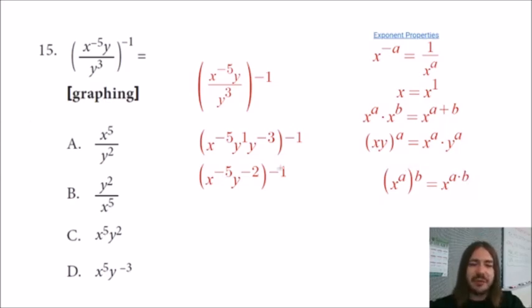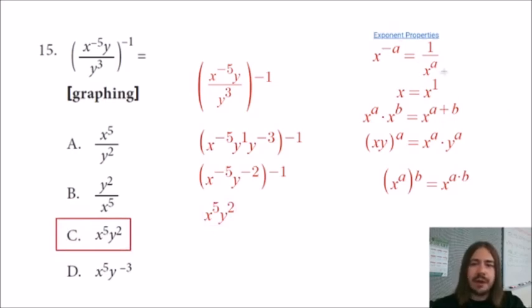But at any rate, we're going to distribute this -1. We're going to raise each one of these factors to the negative first power. And since they already have an exponent, we're going to multiply those exponents together. So -5 times -1 is going to be +5, and -1 times -2 is going to be +2. And there we go, we got our answer here. So our answer is choice C. And that's about it for number 15.